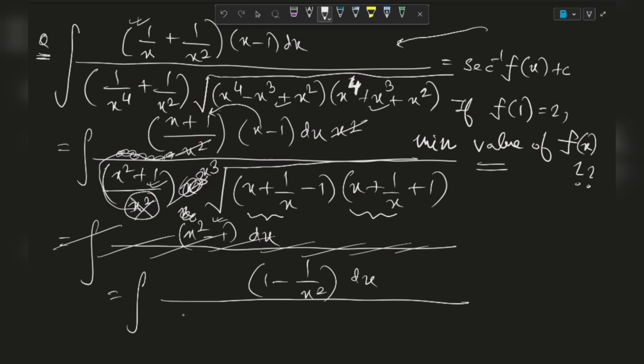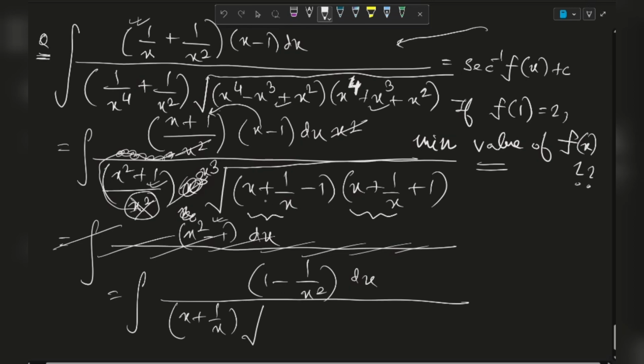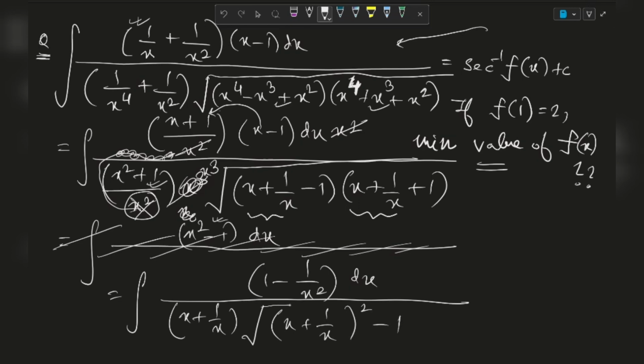divided by (x + 1/x). The power is adjusted, please note that. And this is root under (x + 1/x − 1) and (x + 1/x + 1). So basically (x + 1/x) whole squared minus 1. Now I guess you can see why they have given secant inverse.